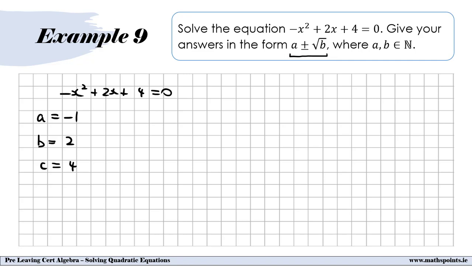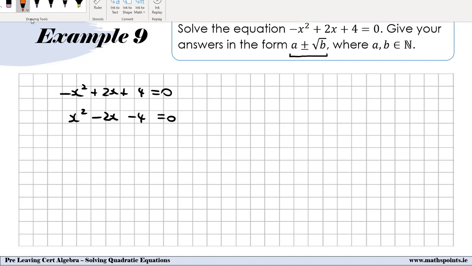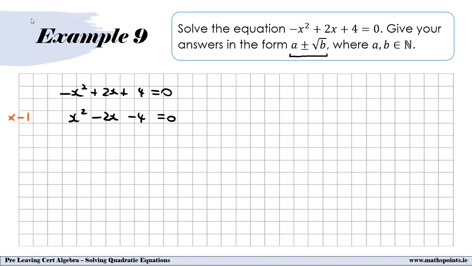So what I'm going to do is, instead of using these values for a, b, and c, I'm going to multiply the left and the right hand side of the equation by minus 1, turning the equation into x squared minus 2x minus 4 equals 0. So we've done the same thing to the left hand side as we've done to the right hand side. So this doesn't alter the equation. I've just multiplied everything by minus 1.